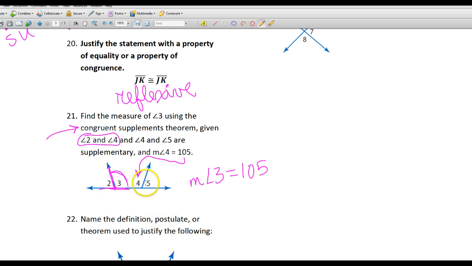Another way to show this is if this angle is 105 and it's supplementary with this angle, then 180 minus 105 would be 75. And once again, since we have a straight line and a linear pair is formed, 180 minus 75 takes us back to 105 for the measure of angle 3.